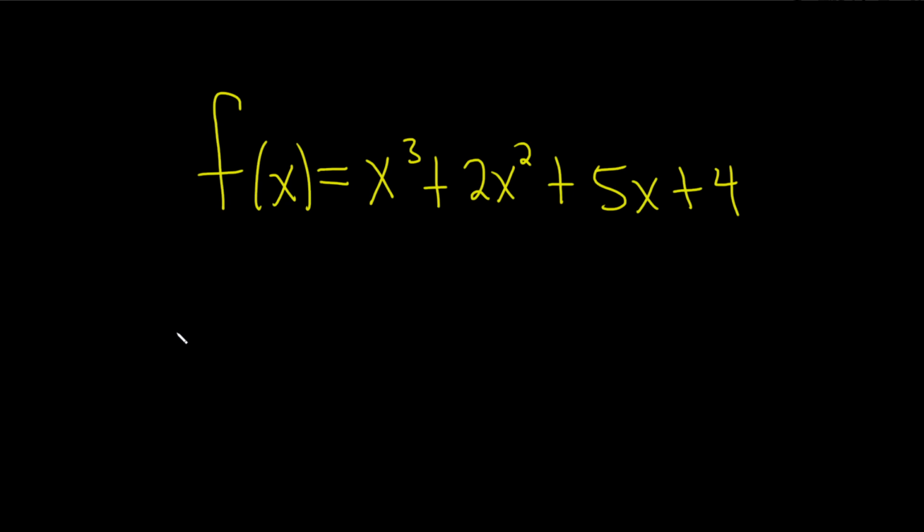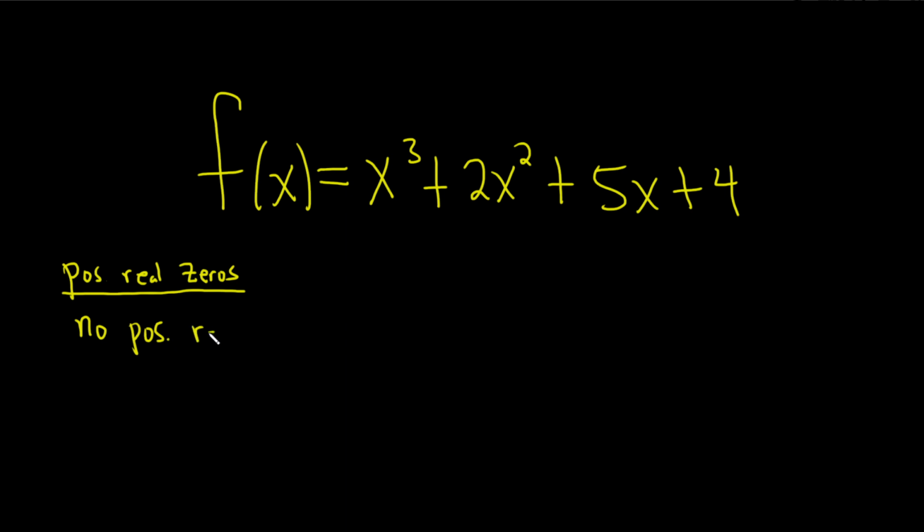In this problem, we're going to use Descartes' rule of signs to find the number of positive and negative real zeros. Let's start with the number of positive real zeros. For the number of positive real zeros, you start by looking at the sign changes. So look here, we have plus, plus, plus, plus. So there's no sign changes in f of x. So there's no positive real zeros.